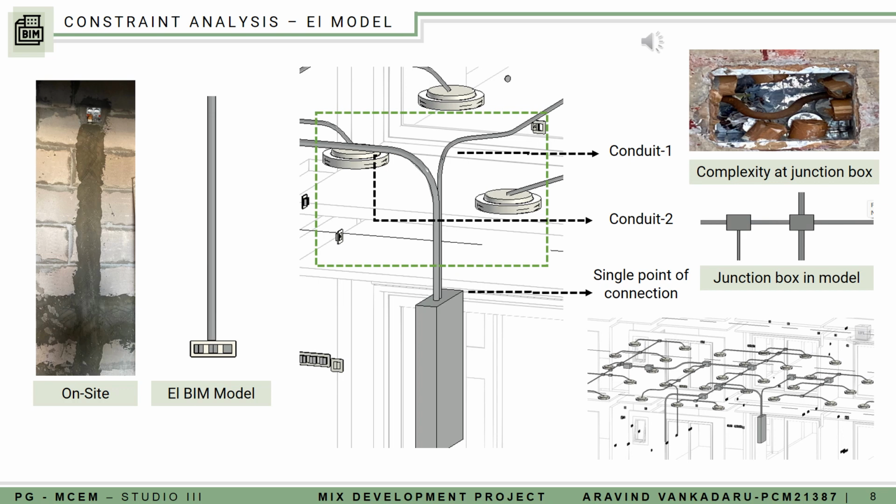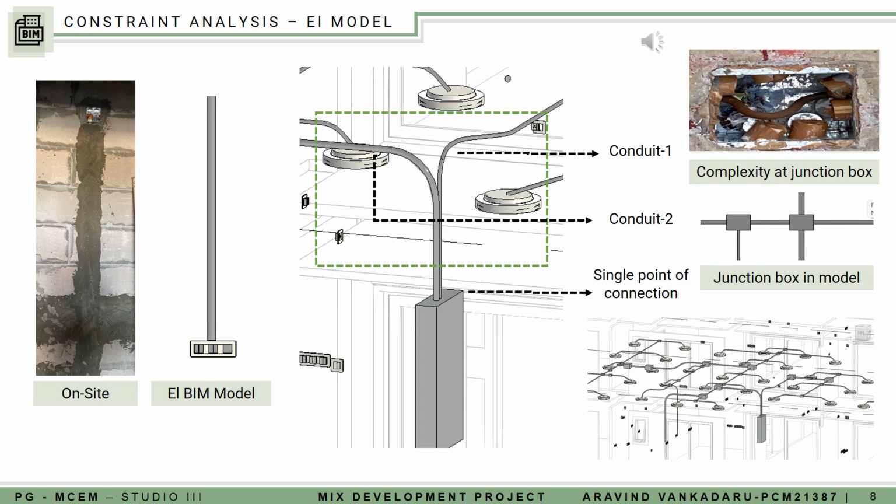Coming to the constraint analysis of the electrical model, on the left side you can see an on-site comparison to the electrical model of Revit, where you can see the conduits, how they have been plastered on site and how they have been modeled in Revit. In the center you can see the complexity at the distribution board, where different conduits are meeting at one singular place.